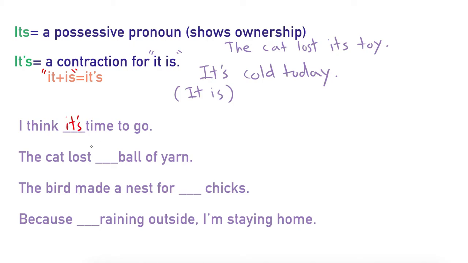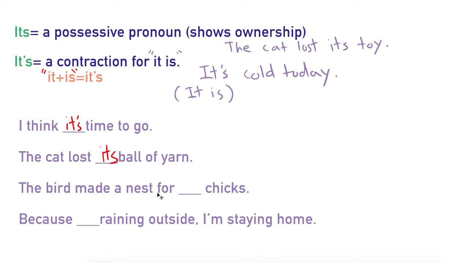Let's try the next one. The cat lost its ball of yarn. Does that make sense to you? No, that sounds kind of strange, right? The cat lost it is ball of yarn. So we don't use the one with the apostrophe. We use its without the apostrophe. The cat lost its ball of yarn.